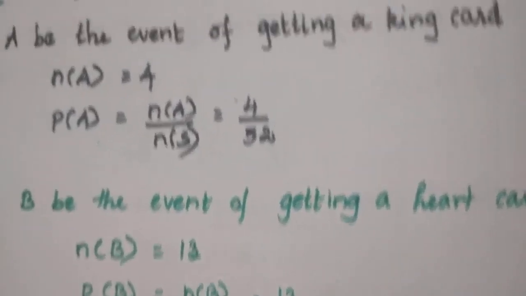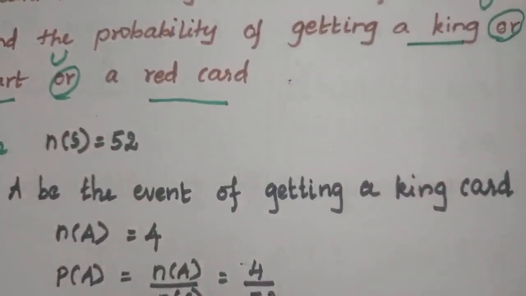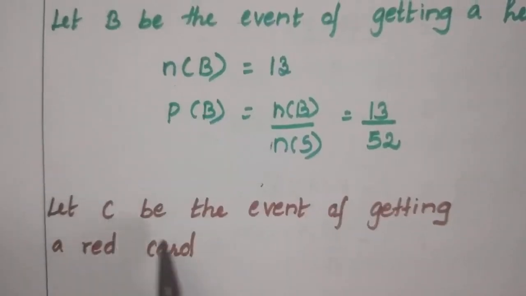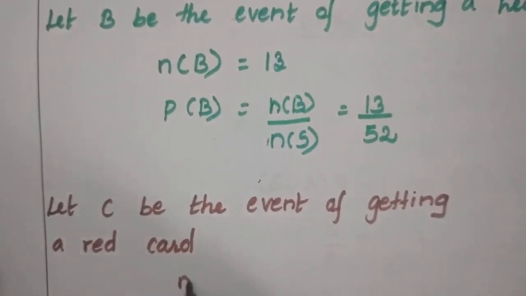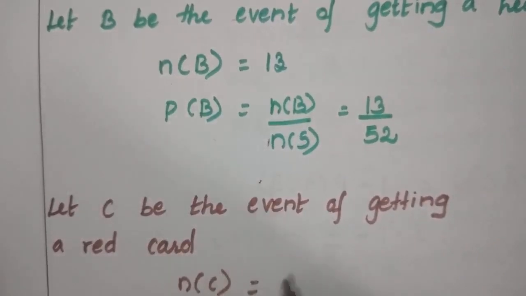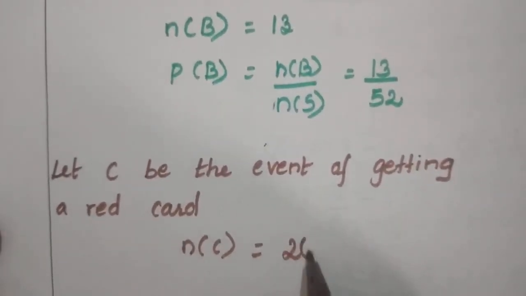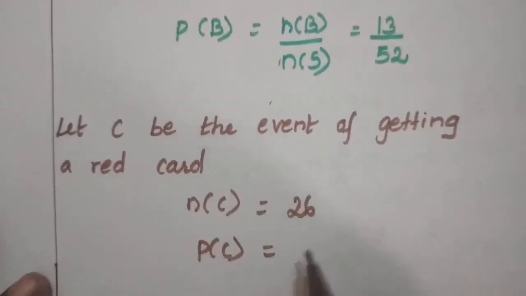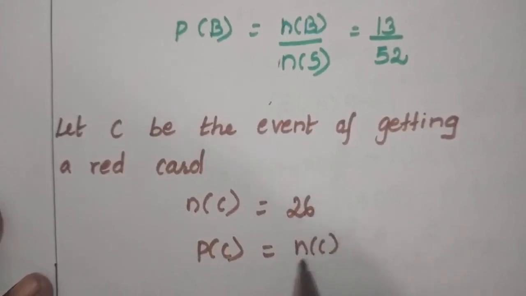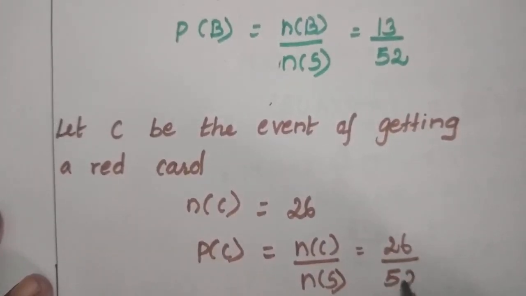The next event is getting a red card. Let C be the event of getting a red card. So what will be our n of C here? Yes, there are totally 26 red cards. So now we have to find P of C, which is equal to n of C by n of S. Substitute the values here, that is 26 divided by 52.